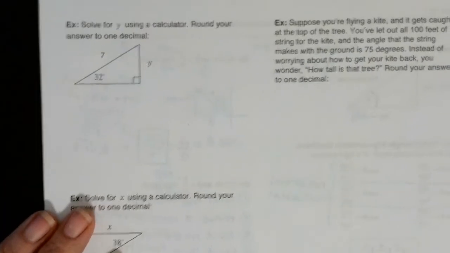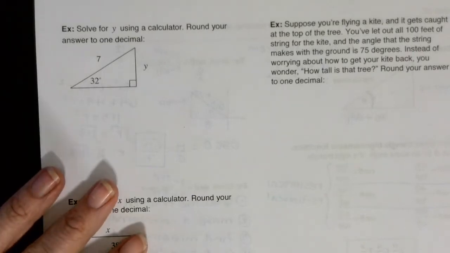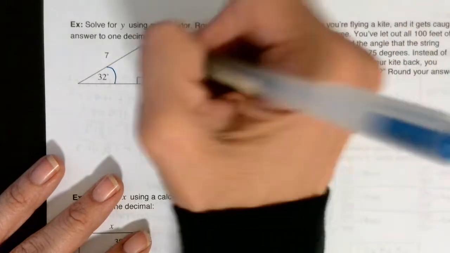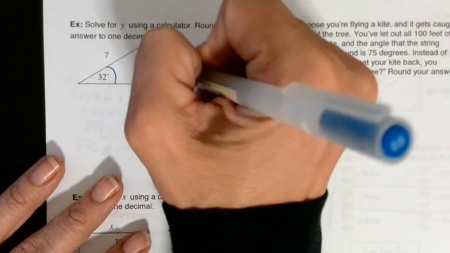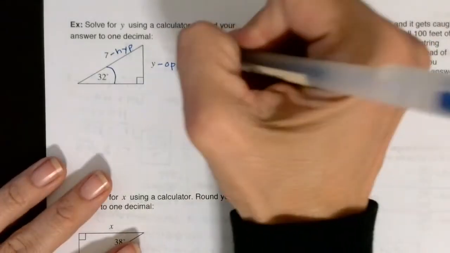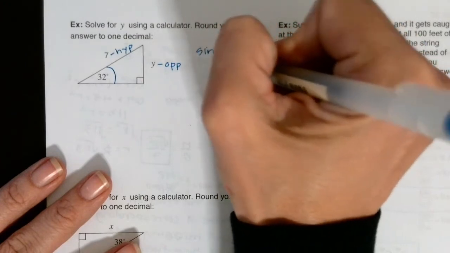This one says solve for y using a calculator. Use your answer to one decimal place. So what do? Here's our angle that we're referencing. This is an opposite side, and this is the hypotenuse. What makes that trig ratio? What goes with that fraction of opposite over hypotenuse? That's sine. Sine of any angle is opposite over hypotenuse.